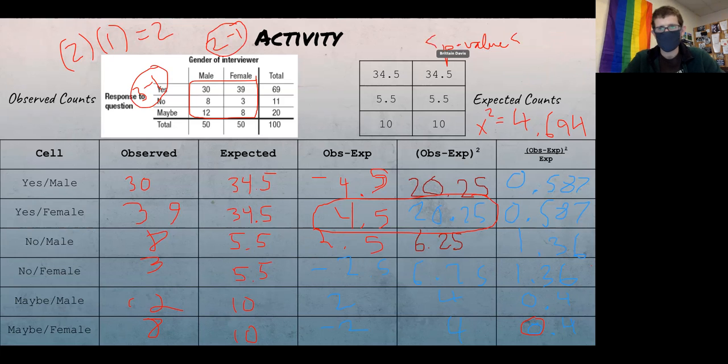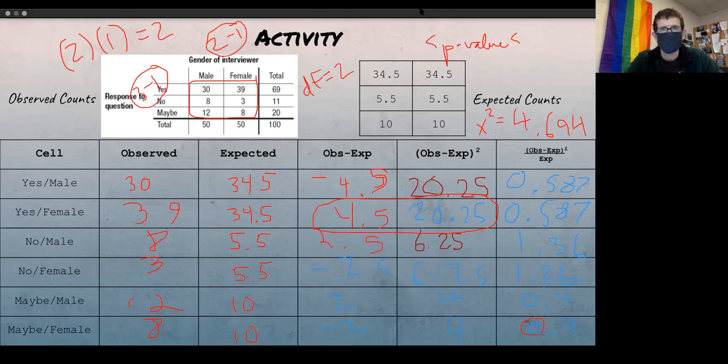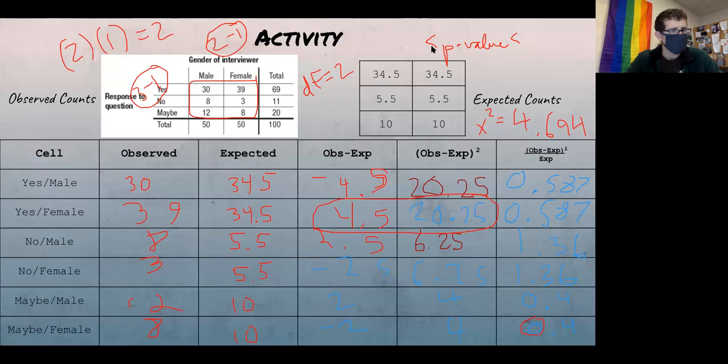So what is the p-value going to be between? Because our chi-square is 4.694 and we're looking at the second row for 2 degrees of freedom, it is going to fall somewhere between 0.1 and 0.05. And we will be able to calculate this, and we can maybe do that in just a second. But there is what we can determine.